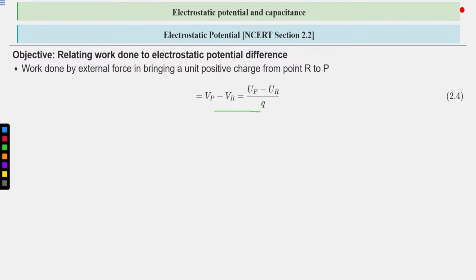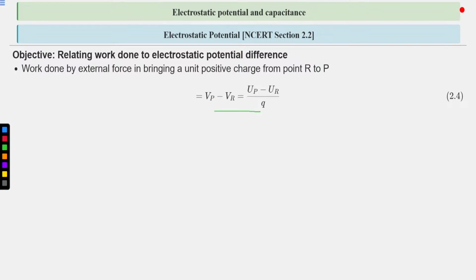What is the potential? Potential is work done upon that test charge. Work done by external force in bringing, now the definition changes. What is the definition of potential energy? Work done by the external force to bring a charge from infinity to any point in the electrostatic field is the potential energy at that point. Now at the place of charge, we will replace it with a unit positive charge.